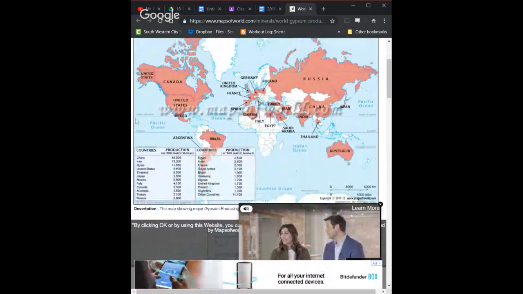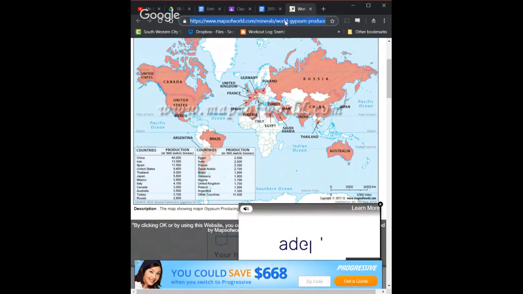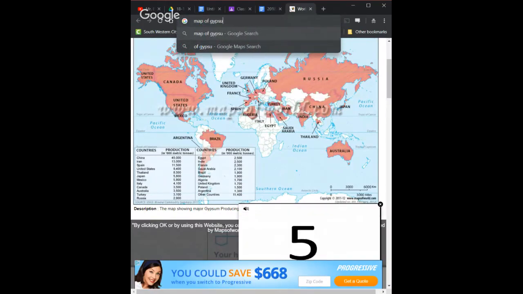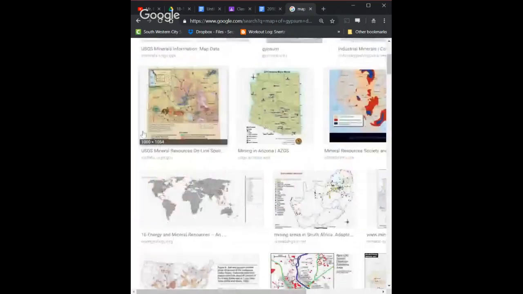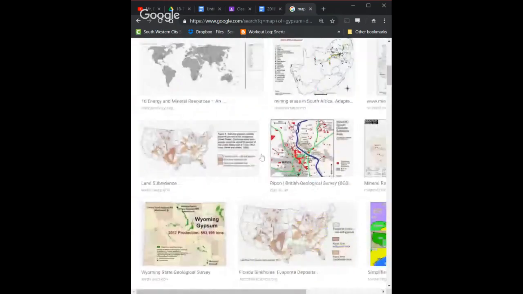Okay, so gypsum can generally be found in a lot of places. It's a little bit less difficult to form than something like salt. But like I said before, and I'll show you again, I can't spell today. Map of gypsum deposits in the U.S. is probably where you really want to go if you're really digging into this. So let's see if I can find that one again. If not, that's okay. We'll just go with, yep, that's the one.